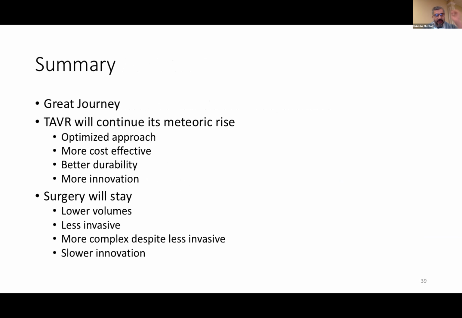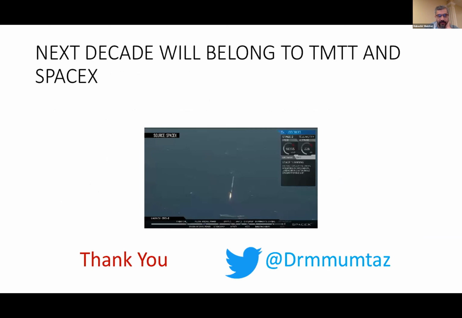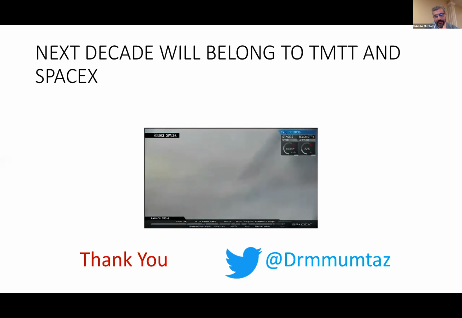So this is a summary slide. Basically, our journey on the TAVR side will continue, and surgery will stay with more complex cases and slower innovation. And the next decade will probably belong to TMTT and SpaceX. Thank you.